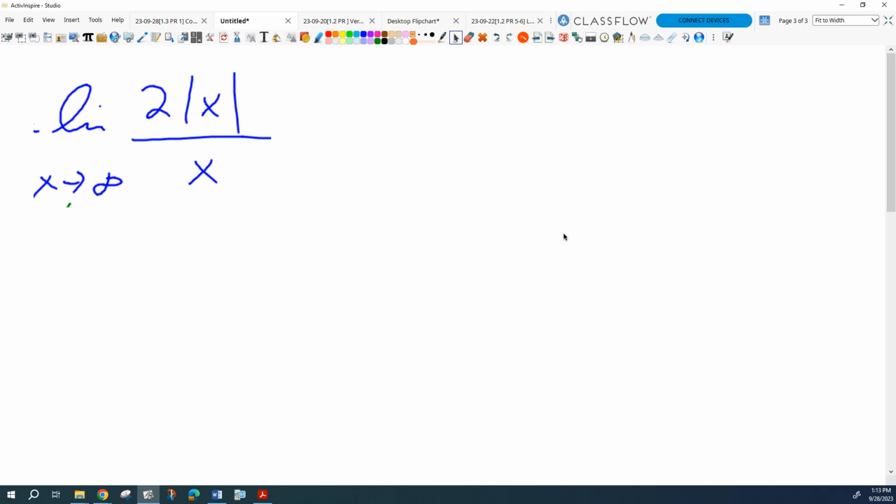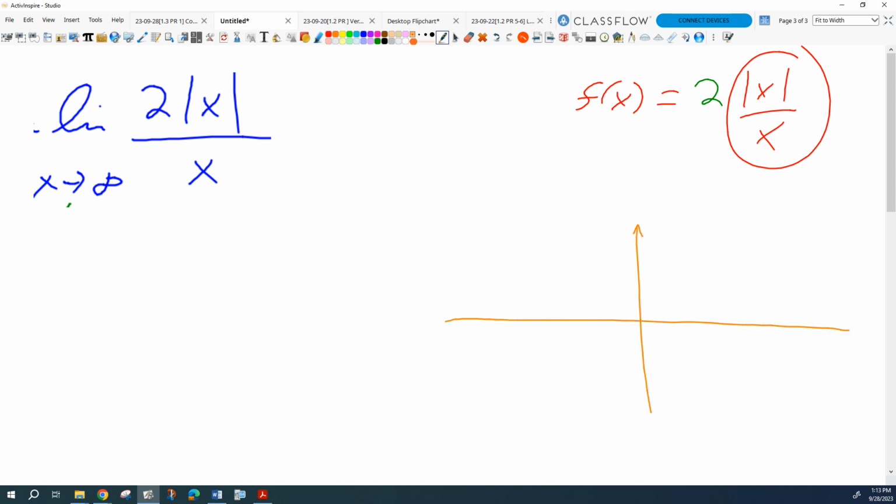Okay, so what is that graph going to look like? If I graph that function, if I take the function f of x equals 2 times absolute value of x over x, what was that graph? We looked at it the other day. If I graph the absolute value of x over x, remember that was that step function, right? Yeah, didn't that just look like this? That just looked like that function, right? Everybody agree?